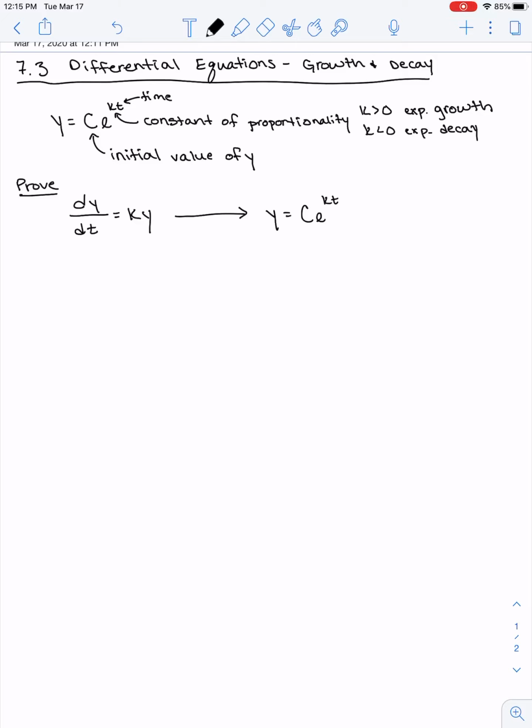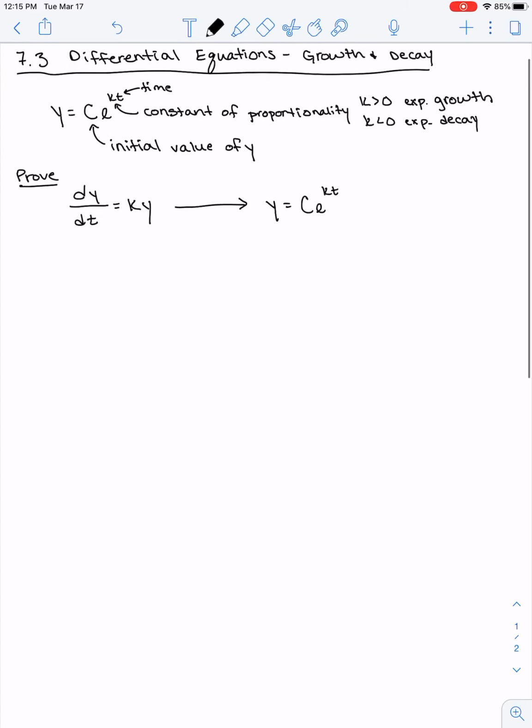So if we have dy dt equals k times y, then similar to last section where we were separating variables, we need to move y to one side and we need to move t to the other side. So if we move y to the left, we get 1 over y dy is equal to k times dt. Now k is just some constant of proportionality, so it doesn't matter. It's not like another variable, so it doesn't need to be dk. It's okay that it is dt with respect to time. It's just a constant. So now we can go ahead and integrate both sides.